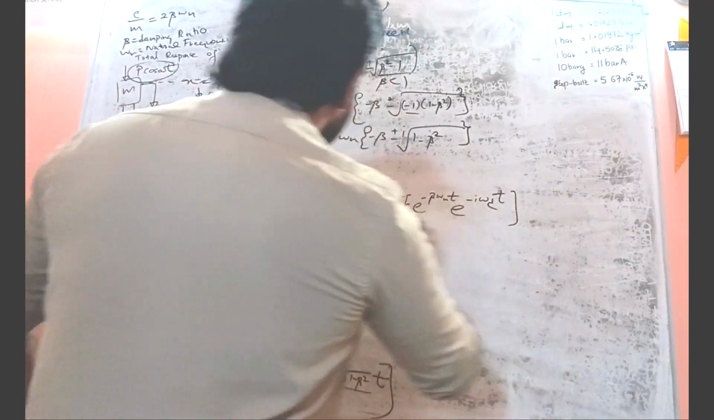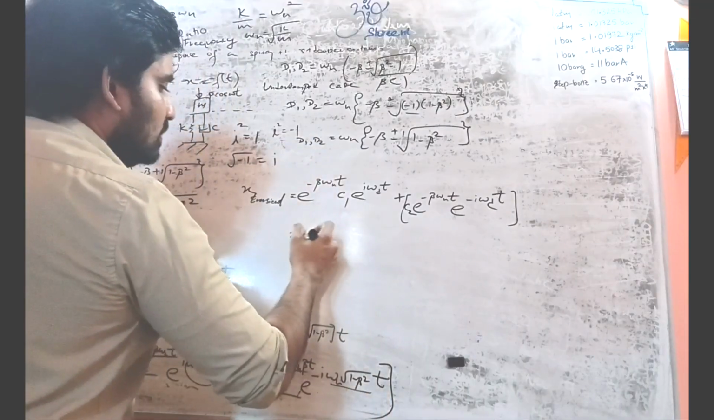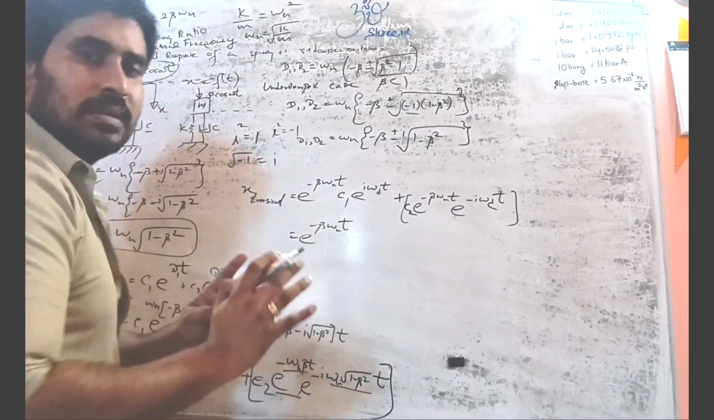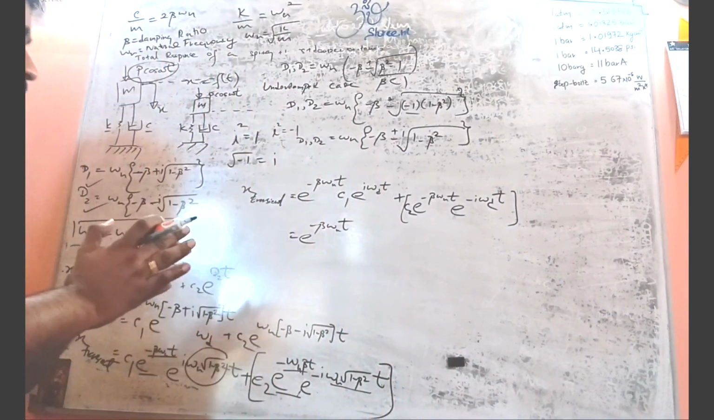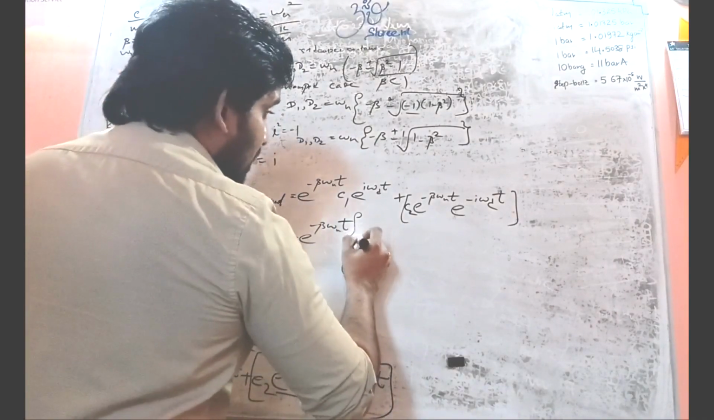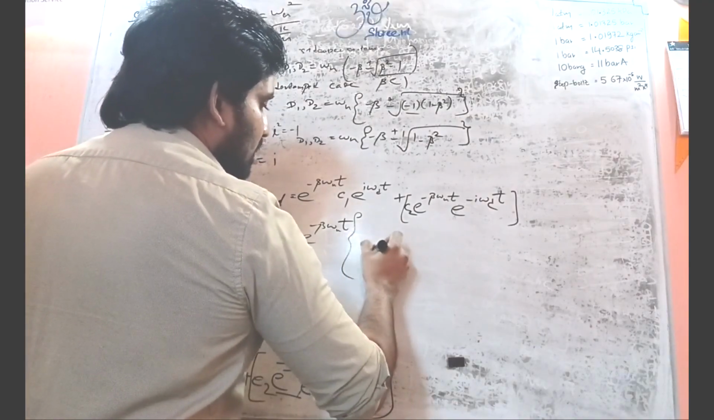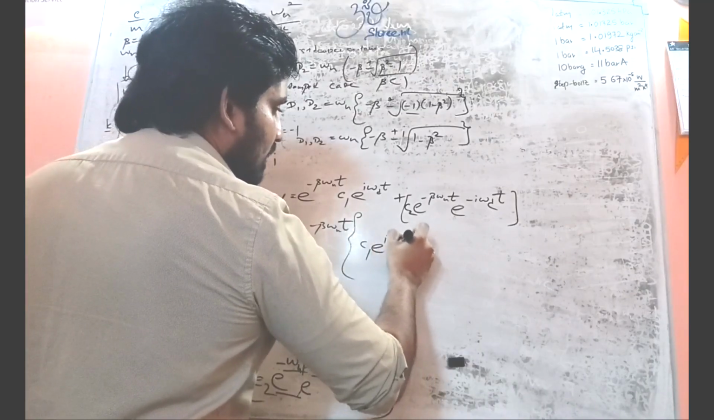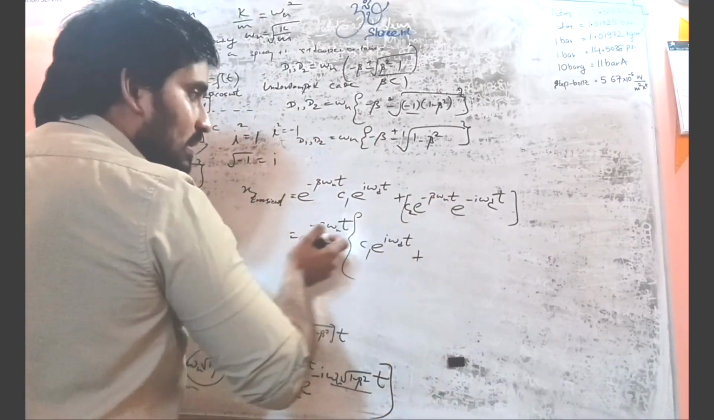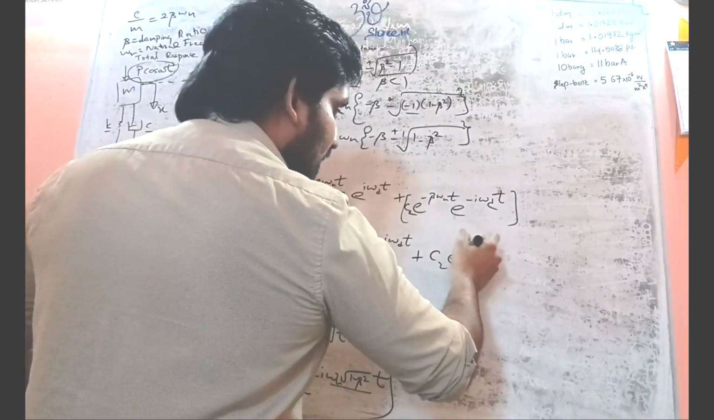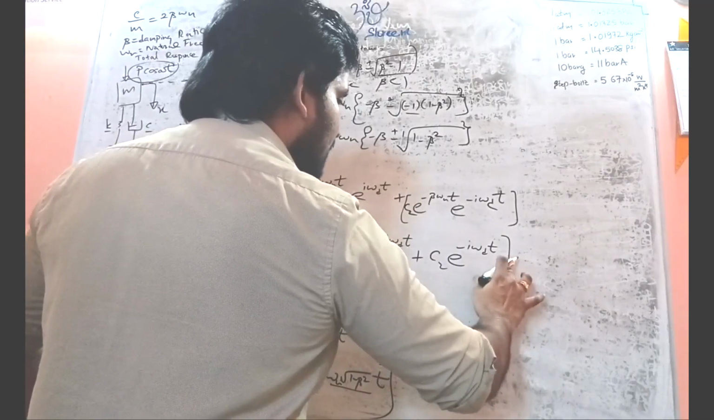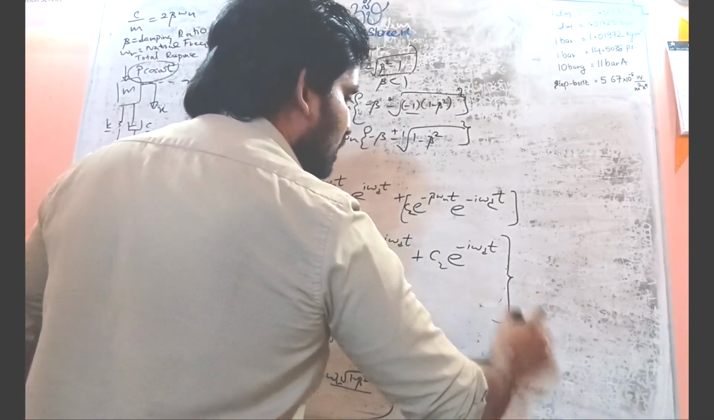Now we can take this e to the power minus beta omega n t as a factor. I hope now it is clear. Then put large brackets: c1 times e to the power i omega d t, plus, from this one also we take this e to the power minus beta omega n t out, c2 times e to the power minus i omega d t.